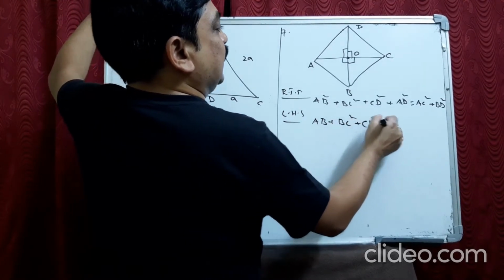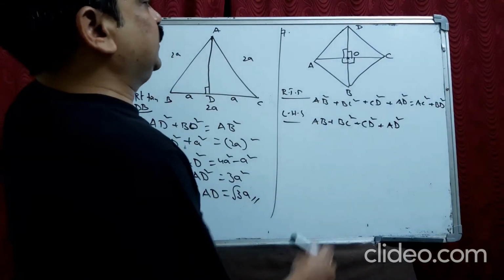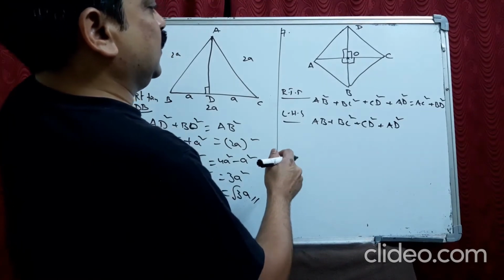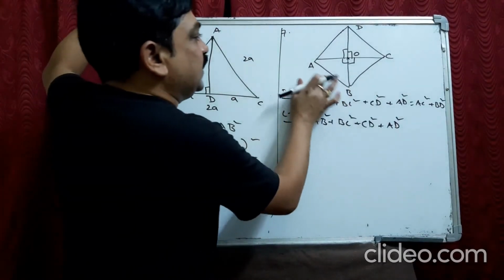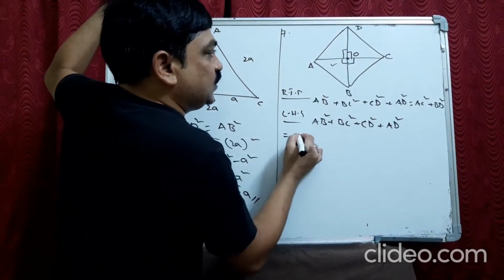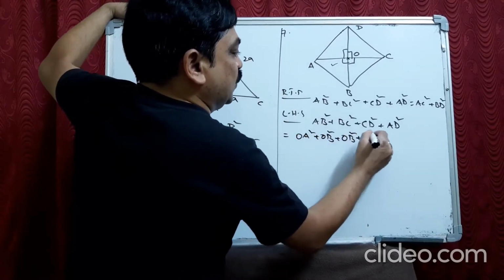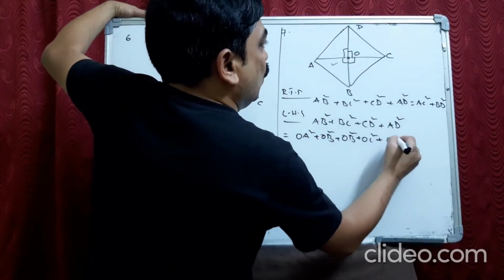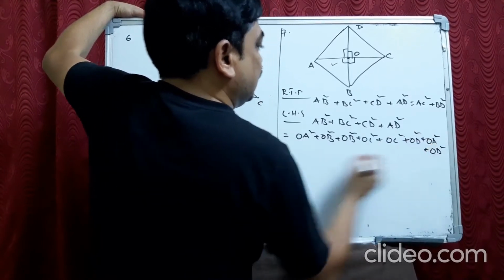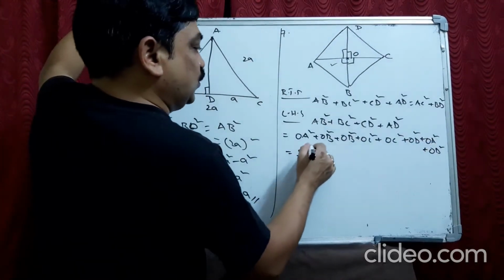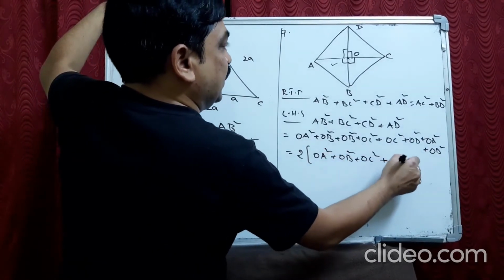plus CD square plus AD square. I take AB square plus BC square. For AB square, this is the hypotenuse of this right angle triangle, so I take OA square plus OB square. For BC square, OB square plus OC square. For CD square, OC square plus OD square. For AD square, OA square plus OD square. So everything will come twice. So it becomes 2 into OA square plus OB square plus OC square plus OD square.